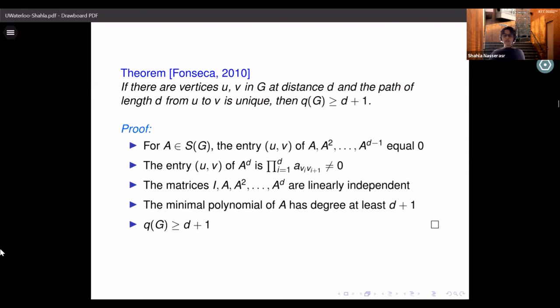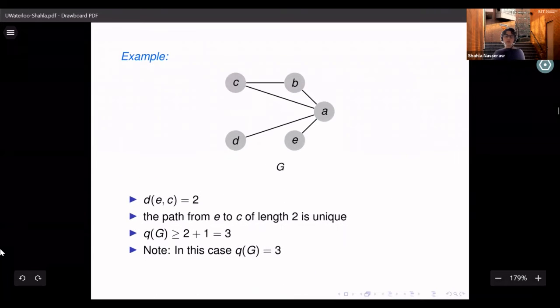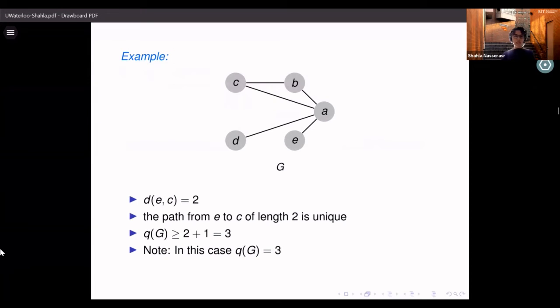So that's a very nice lower bound in a lot of cases. Let me just explain it in this example of what happens. If you look at the vertices C and E, for example, the distance between them is 2, and there's another path between C and E, which is length 3. So the shortest path between them is unique. So we can use d to be 2. So Q is at least 2 plus 1, which is 3. And it's not hard to show that this graph has Q equals 3. I believe the inverse eigenvalue problem is completely solved for graphs of size at most 5. So we know everything about this one.